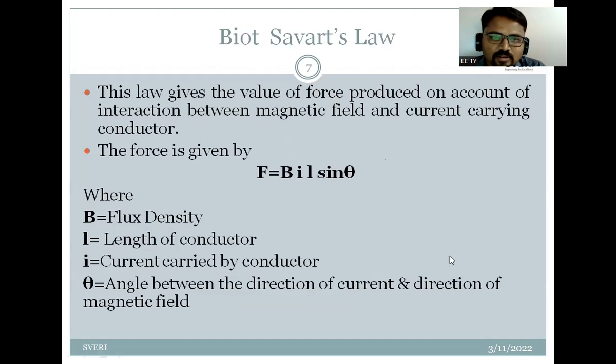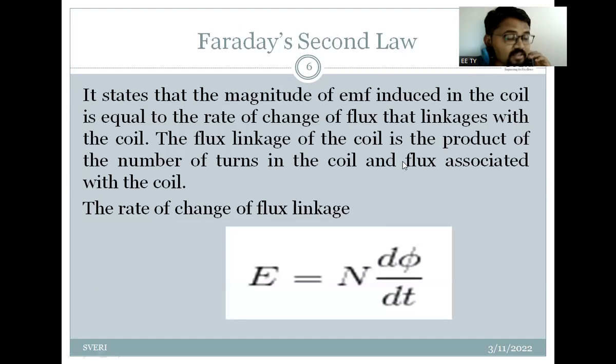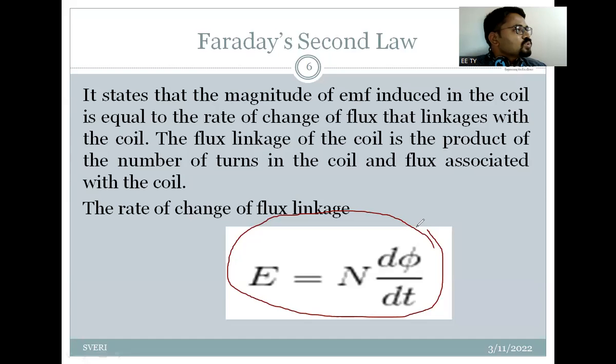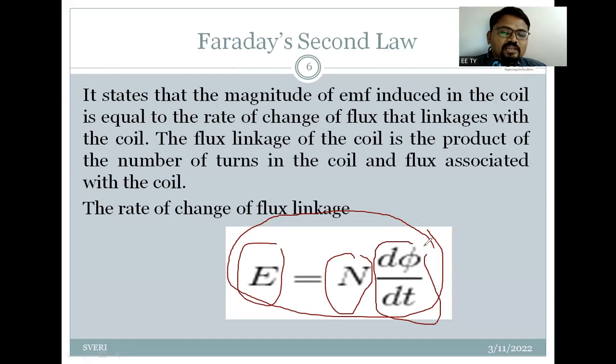So what is important here? Whatever the change in the magnitude of the induced EMF in this particular coil, that is equal to the rate of change of flux linkage with that coil. And the rate of change of flux linkage is given by the equation E is equal to N into d phi by dt. What does E indicate? EMF. N indicates the number of turns, and d phi by dt indicates the rate of change of magnetic flux.